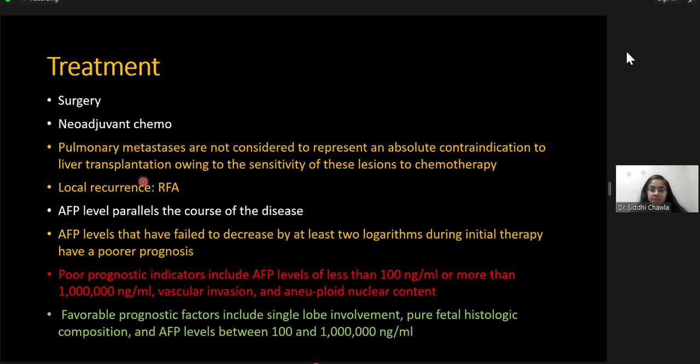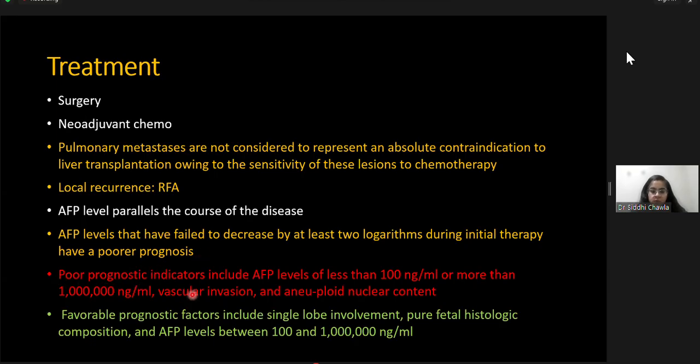Then if local recurrence occurs, we can treat it with RFA ablation. AFP levels have to be done in all follow-up cases because they parallel the course of the disease. AFP can be a marker of early disease recurrence. AFP levels that fail to decrease by at least 2 logarithms during the initial therapy have a poorer prognosis. If the AFP is not falling with treatment, again, it has a prognostication value for the patient.